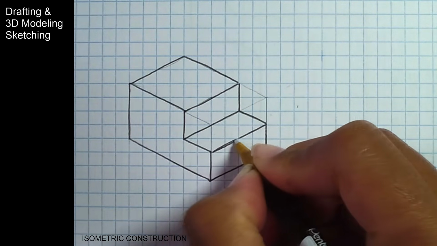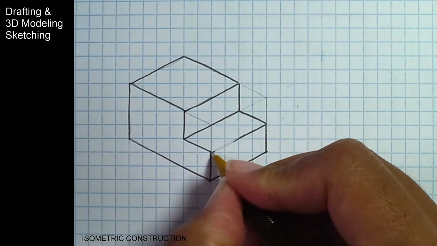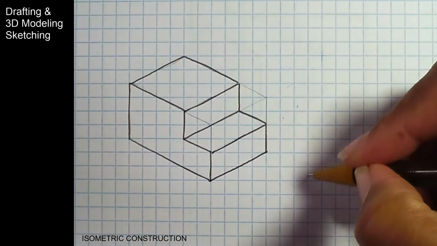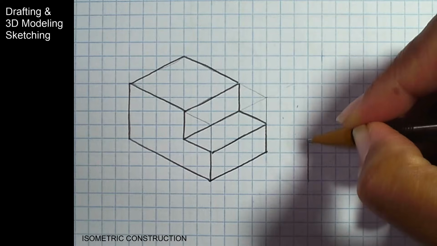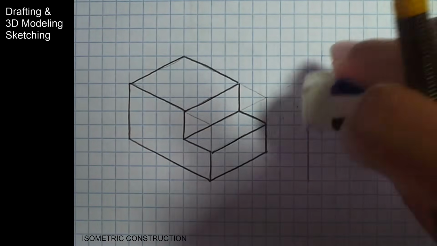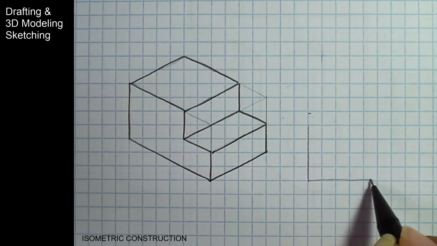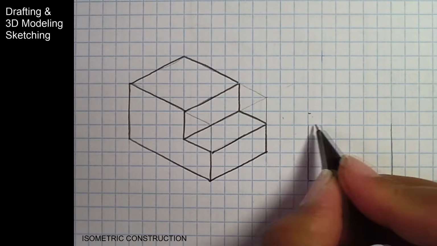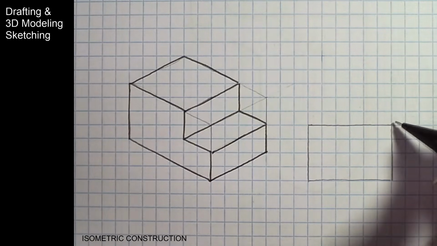We can also do this as an oblique. So let's do that on the side so you can see the difference. So we start first with our width and height. So we know that our height is 4 and our width is 6. So we block that out. And then we're going to go up 45 degrees.